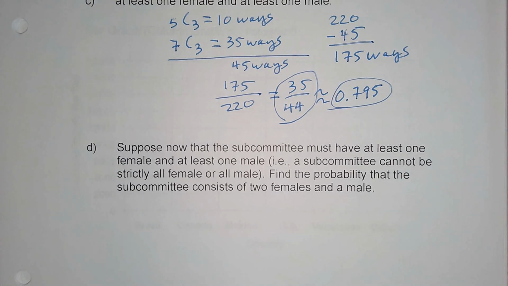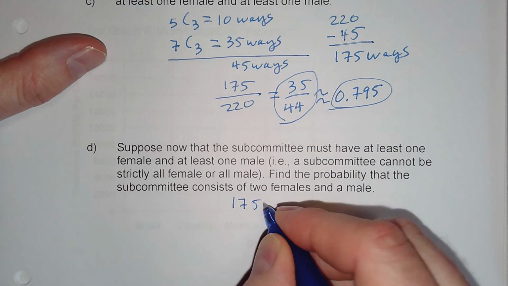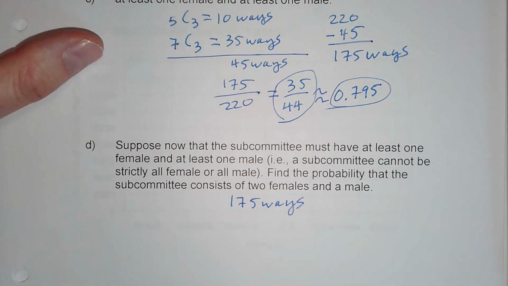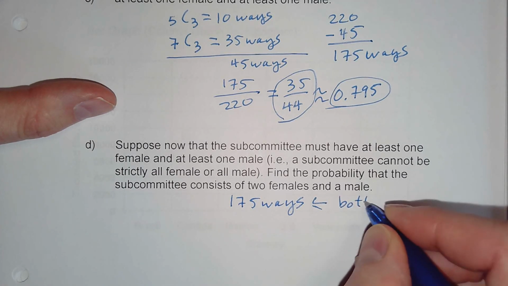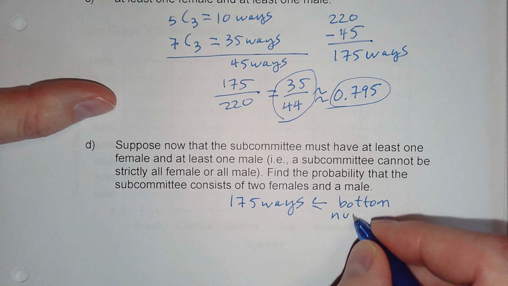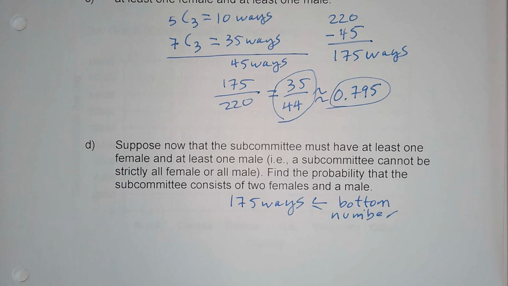Now let's change it up a little bit. Let's suppose that the subcommittee must have at least one female and one male, i.e. a subcommittee cannot be strictly all female or all male. Ooh, let's think about that. Well, we actually calculated above here. There's 175 ways. Now, they're telling us we cannot have a committee that's all male or female. So that's going to become our bottom number. So that changes the dynamic a little bit.